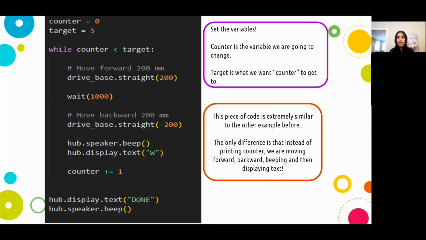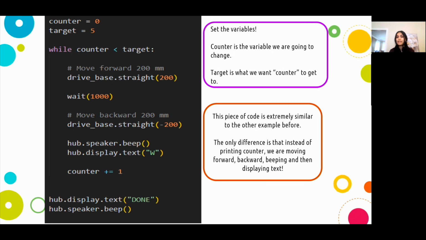Inside of the loop, the robot performs a sequence of actions. It moves forward, moves backward, beeps, displays text, and then increases the counter by 1. In each cycle, the program checks the condition again. If the counter is still less than target, it will repeat and keep on going. Once the counter reaches target value, the condition becomes false, and the loop stops automatically.